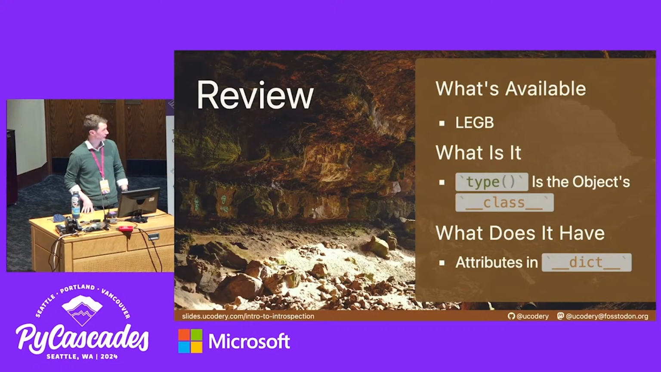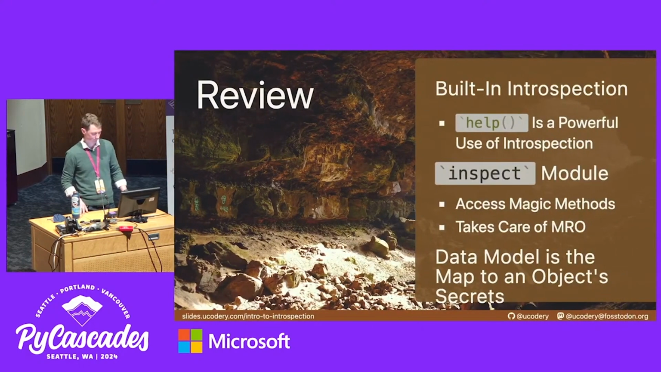So there are 3 core questions. What's even around? Scopes are resolved in LEGB order. What is it? Everything has a type, which is a class, and all classes have an inheritance tree. And then what does it have? Everything has a private dictionary, including those parent classes.